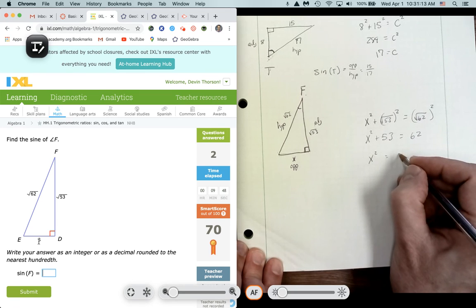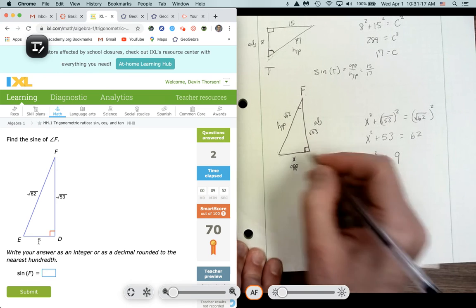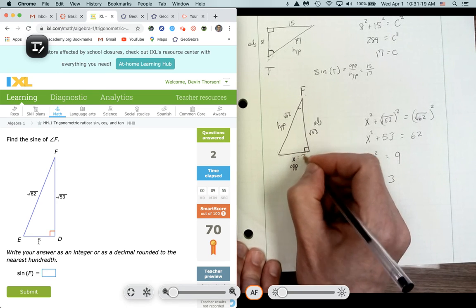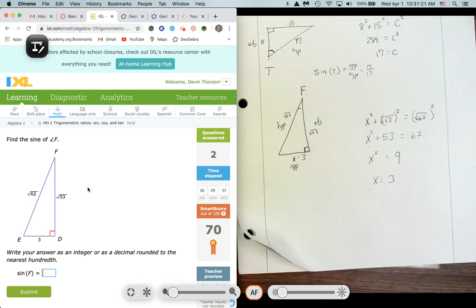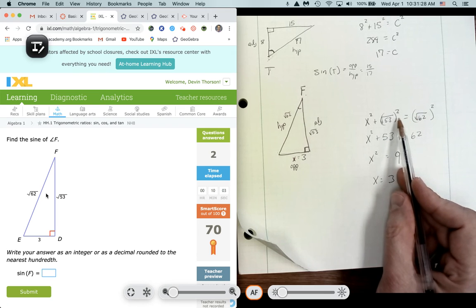I'm going to get 9, and then I square root and find x is 3, which is what it did tell us that side length was. But I wanted to do that example in case it was missing a side and it had square roots, that you would be able to see an example of how I squared to get rid of the square roots.